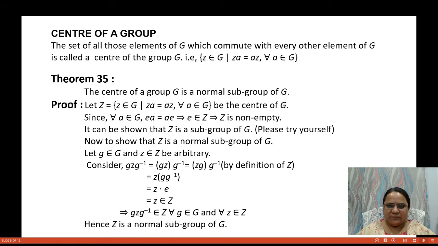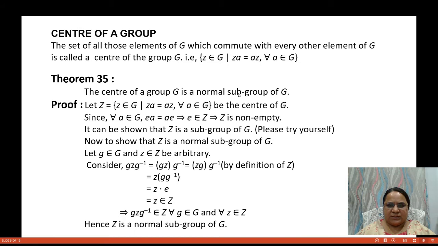Related to that, we have a theorem, theorem 35, which says the center of a group G is a normal subgroup of G. What we have to prove: the center of a group G is a normal subgroup of G. Let us prove that. Let Z equal the set of small z belongs to G such that za is equal to az for all a belongs to G, be the center of G. This is the given data.